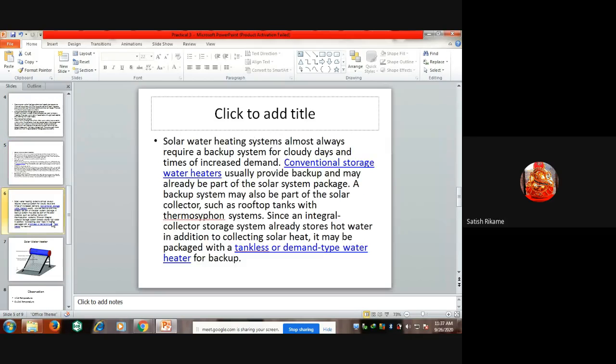Solar water heating systems almost always require a backup system for cloudy days and times of increased demand. Conventional storage water heaters usually provide backup and may already be part of solar system packages. A backup system may also be part of the solar collector, such as rooftop tanks with thermosiphon systems. Since an integral collector storage system already stores hot water in addition to collecting solar heat, it may be packaged with a tankless or demand type water heater for backup.